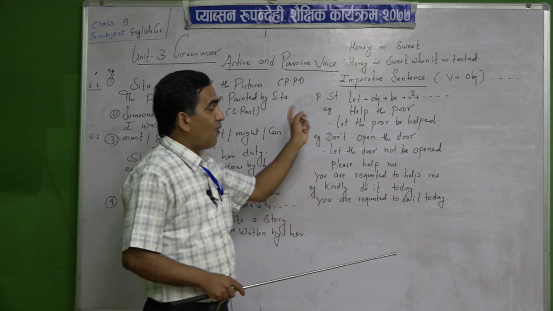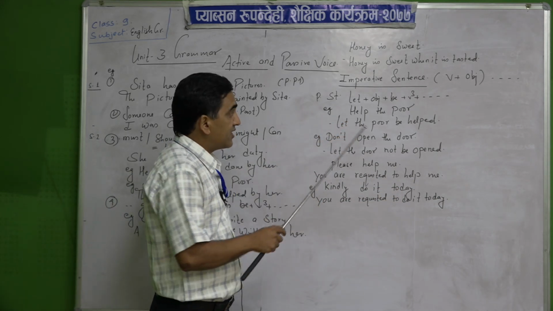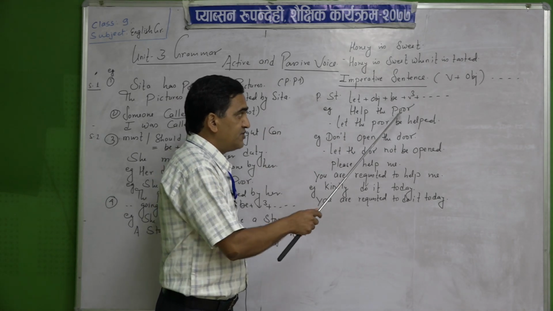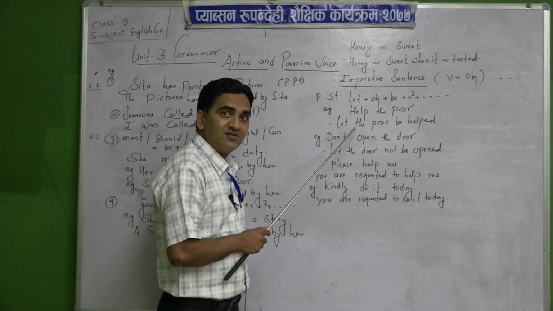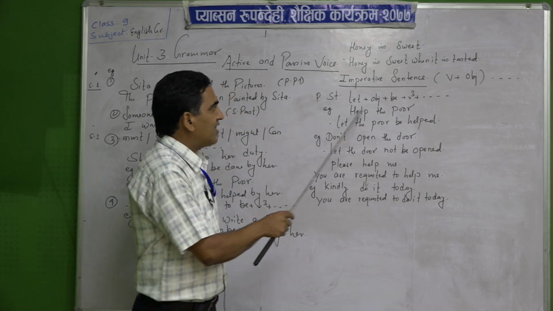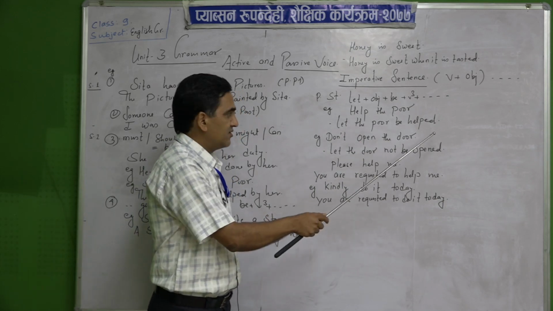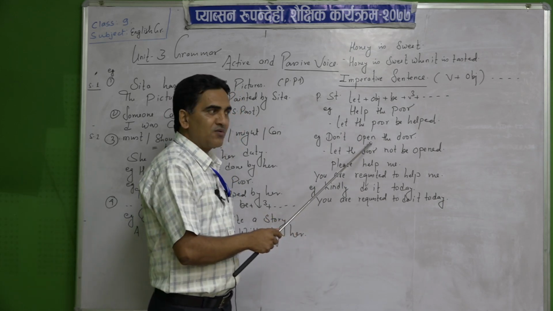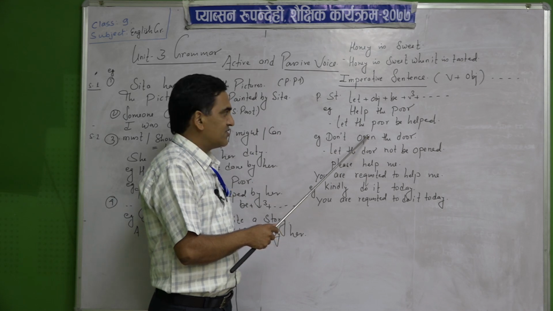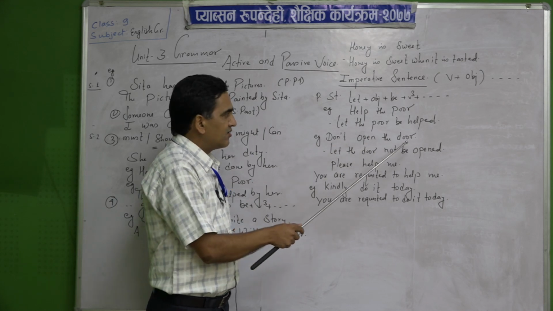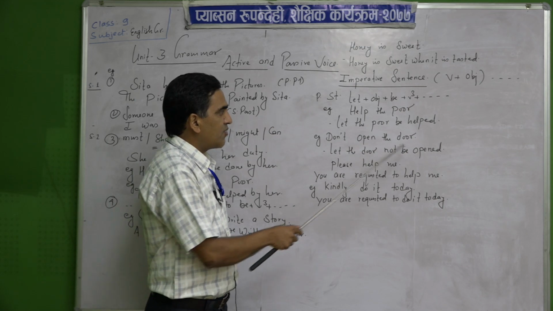All right, so while changing into passive form, you must be careful about the main verb and object, and you have to put the "let". Read the sentence: help the poor, let the poor be helped. Don't open the door, it is negative. Yes, it is negative, so don't open the door becomes let the door not be opened.